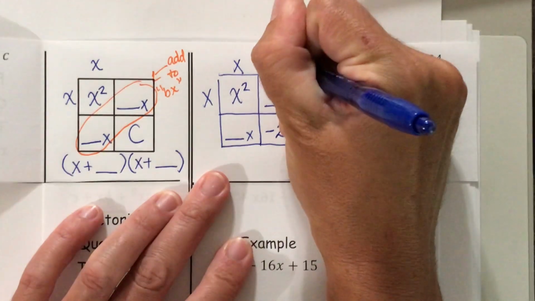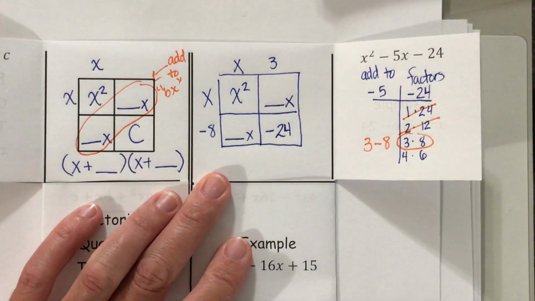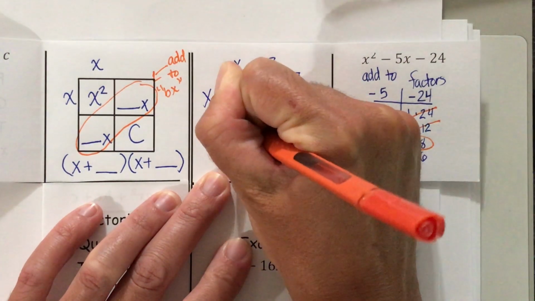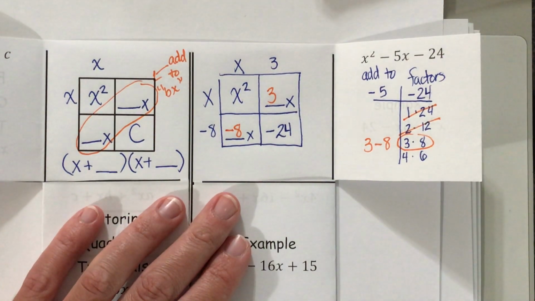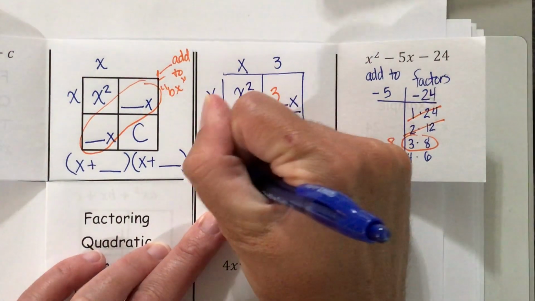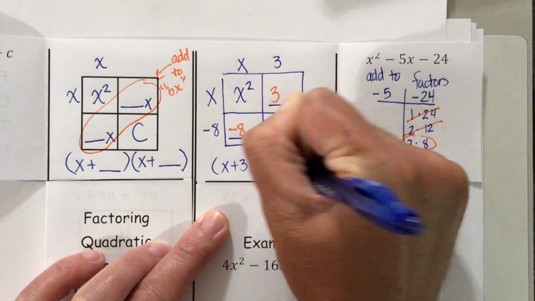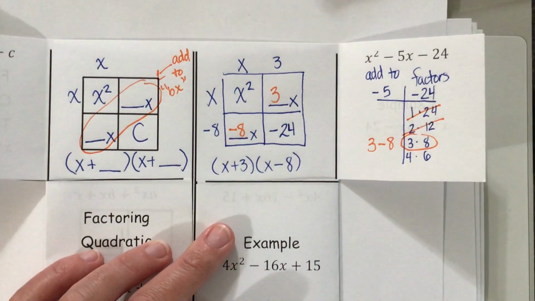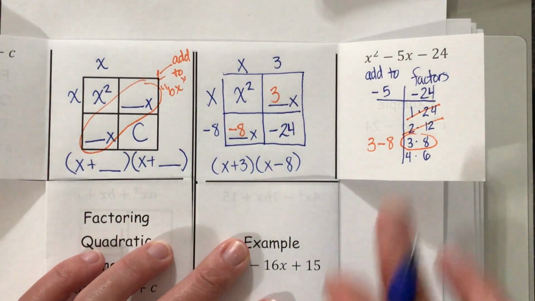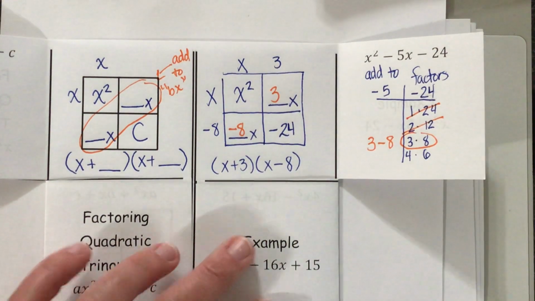So now I know that 3 is going to go here and negative 8 can go there. So when I multiply, I have a 3x and a negative 8x. And so now I have my dimensions. So my dimensions are x plus 3 and x minus 8, or my factors are x plus 3 and x minus 8. And when you multiply and distribute out, you're going to get the area of x squared minus 5x minus 24.